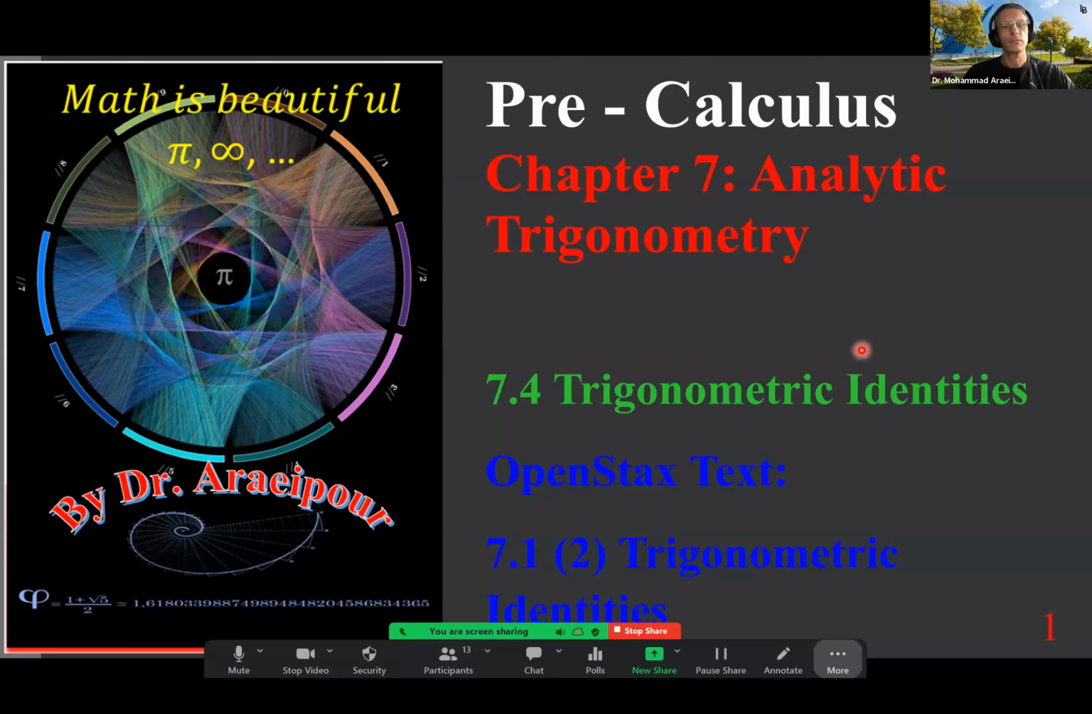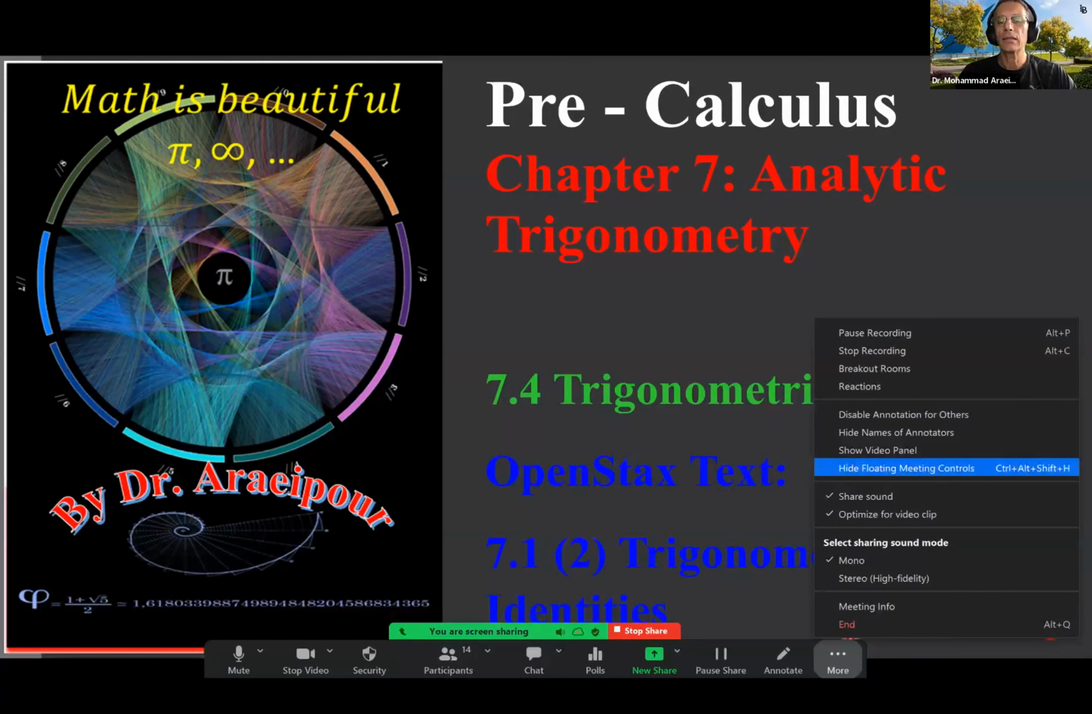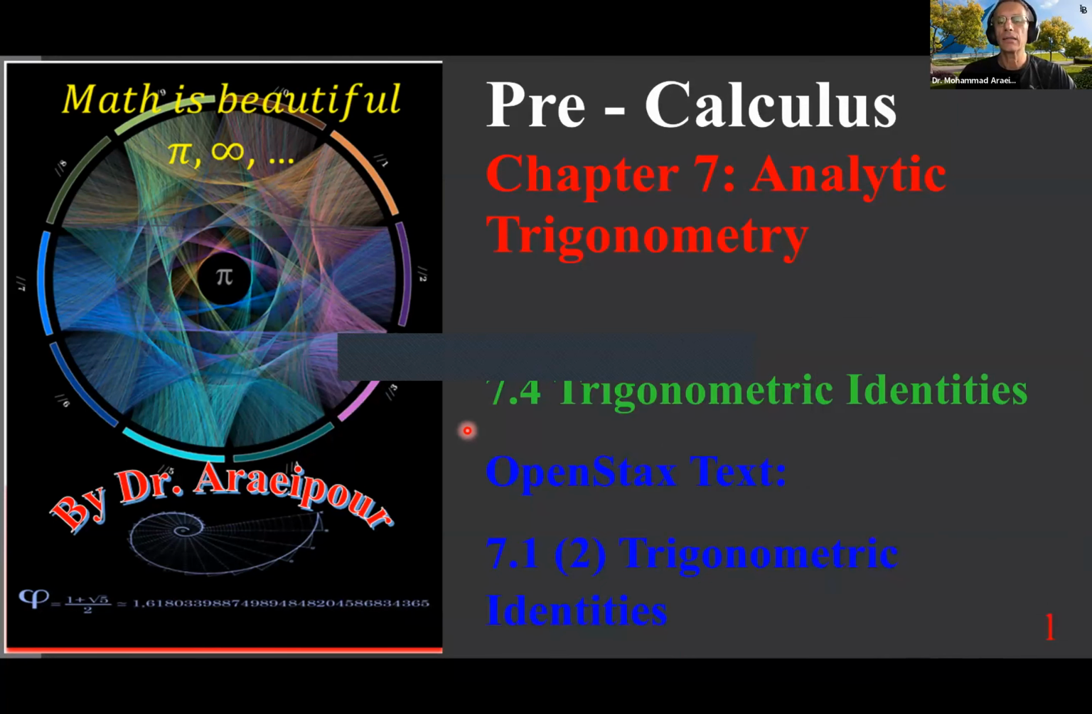Good morning, class. We are looking at analytic trigonometry, and here's trigonometric identities. In our text, it is 7.1, part 2, trigonometric identities.